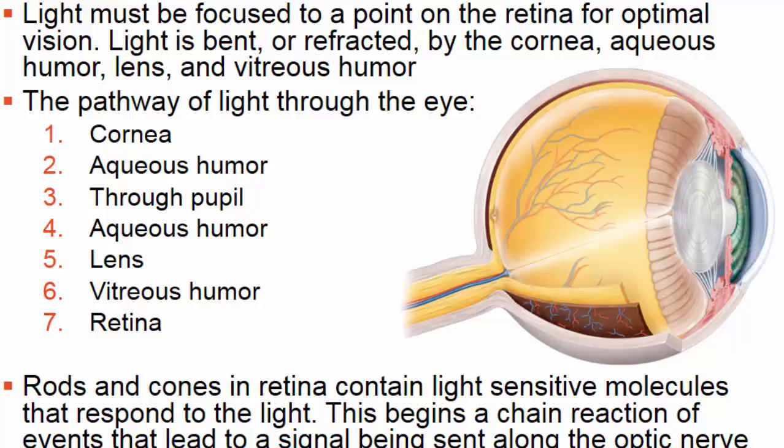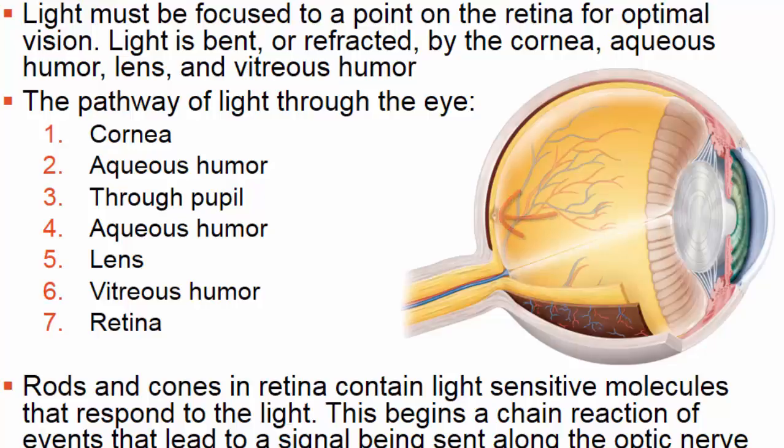Once the light passes through the aqueous humor, it then will go through the pupil, which is the hole in the iris, and then it passes through some more aqueous humor, and then the light will pass through the lens. Once the light passes through the lens, it will next pass through the vitreous humor, which is a thicker, more solid-like liquid than the aqueous humor, and then the light will hit the retina.